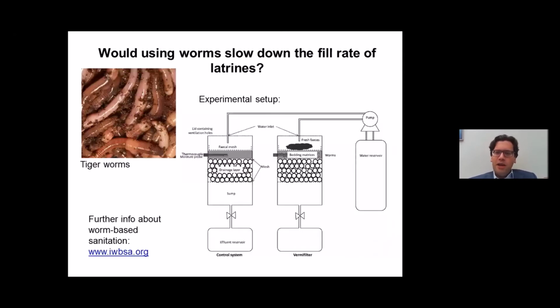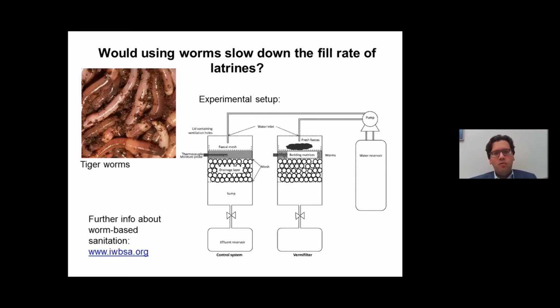So I'm going to get into some of the research that we've done on some potential ways to solve some of these problems. The first example is a project that was funded by the Bill and Melinda Gates Foundation through the London School of Hygiene and Tropical Medicine, which my research group was lucky enough to contribute to.